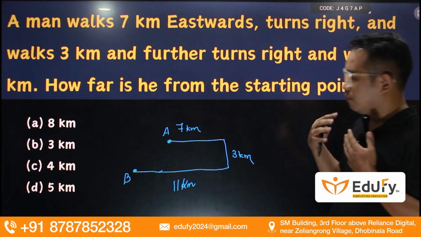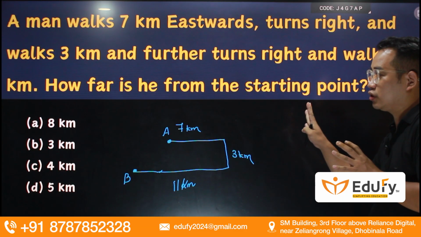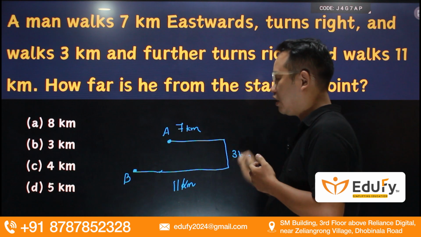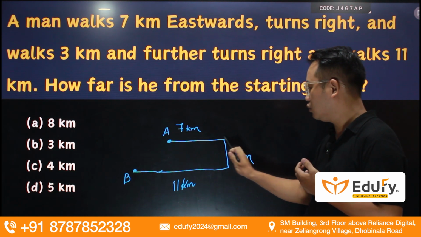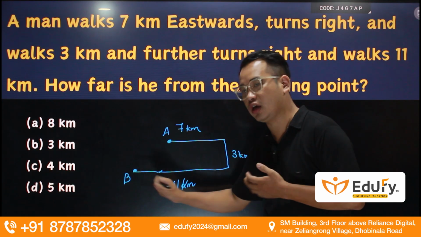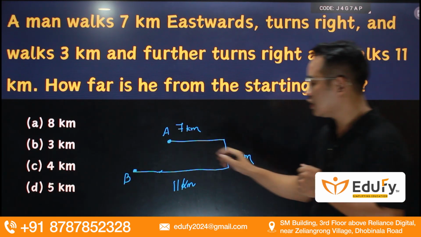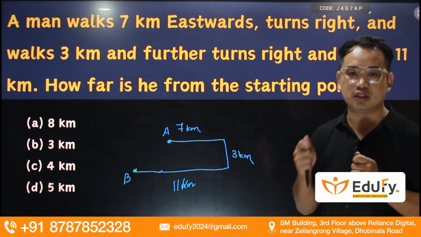Now please remember, whenever you're doing questions on distance and direction, if the question had asked how far or how much distance did he travel or cover, then I would have to do this and this addition. But the question is, how far is he from the starting point? That means this is the starting point, this is the end point, so we are supposed to find the shortest distance possible.